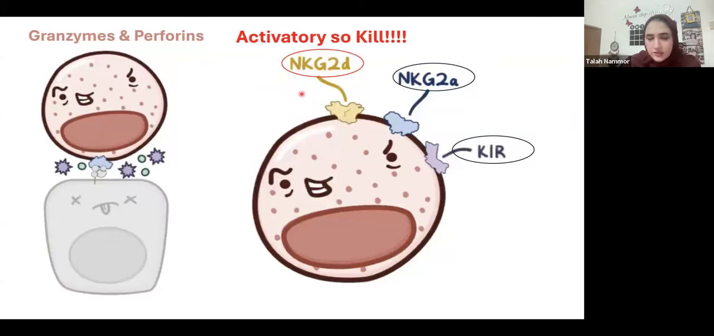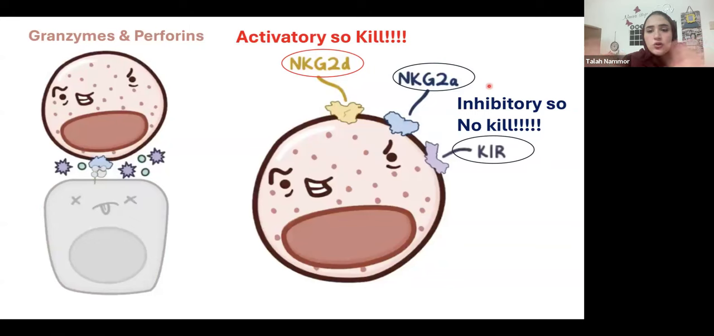Another thing, guys, if you don't have the capacity to memorize more: anything that is not NKG2D is basically inhibitory. So it will say, don't kill, don't kill, don't kill. Those two are going to bind to MHC1 that is self, and it's going to identify, oh, this is self, don't kill. NKG2D is going to identify everything that's foreign, and it's going to tell the cell, kill yourself.